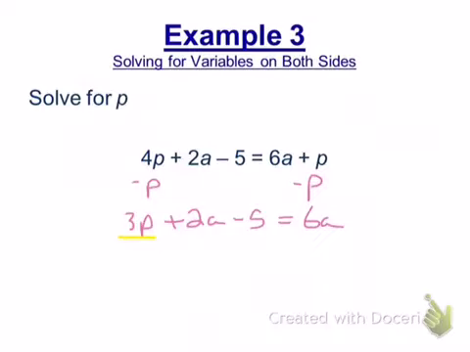Subtract 2A from both sides and add 5 to both sides. Why not? We can do that. Can you just make two different steps for it though? You can. Wait, doesn't that do 4A? Yes, you're right. So then we will have 3P equals 4A plus 5.